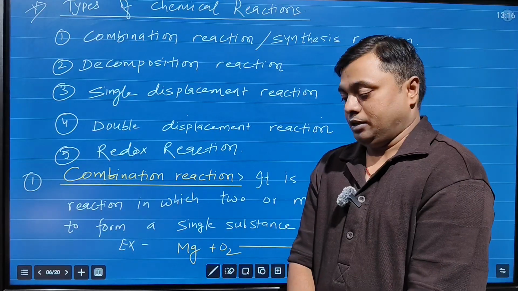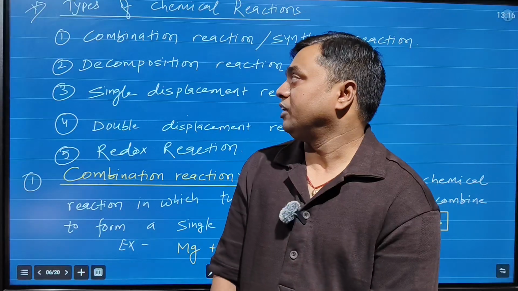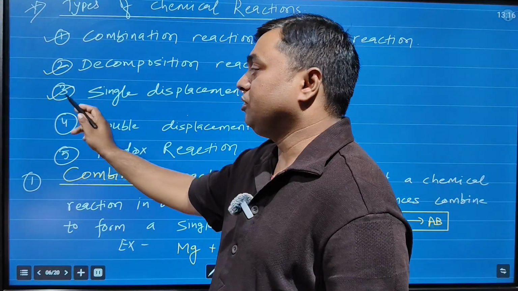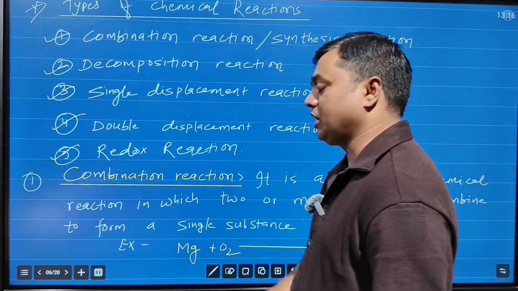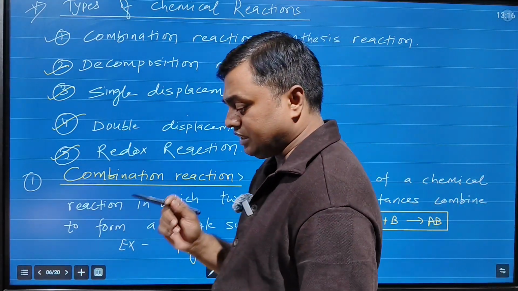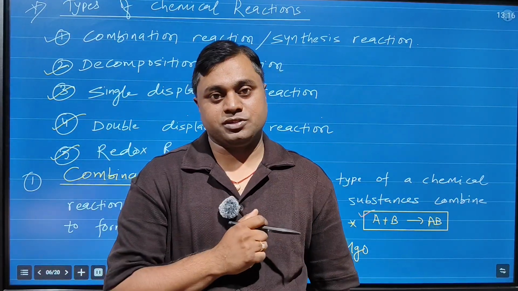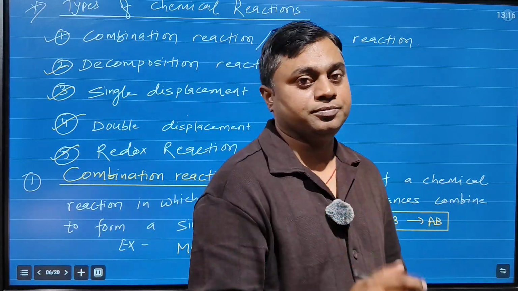Next, in our syllabus we have basically 5 types of chemical reactions. First one is combination reaction. Next, decomposition reaction. Third, single displacement reaction. Fourth, double displacement reaction. And fifth, redox reaction. We are going to discuss each type of reaction in detail, with examples, some differences, and some important questions.